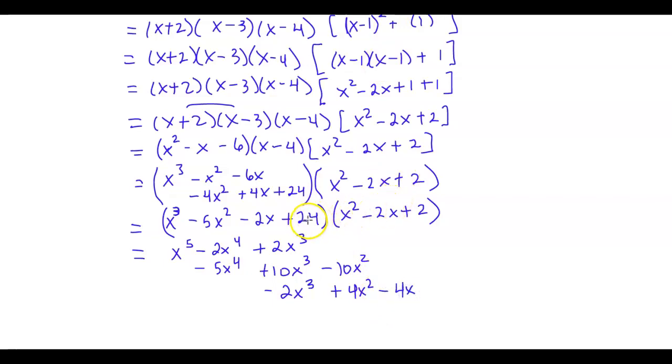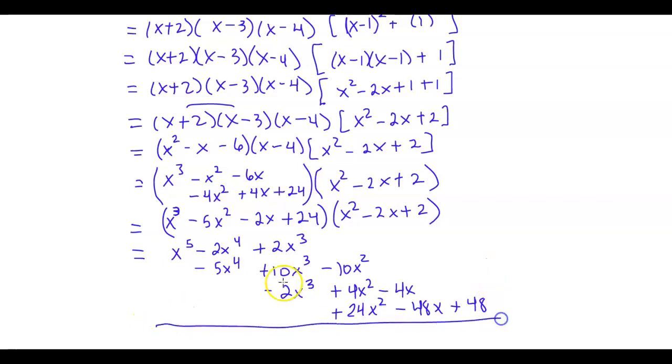And then lastly, we'll take 24 and multiply it times x squared minus 2x plus 2. This will be plus 24x squared minus 48x and plus 48. Seems like my 4's don't want to come out right. And of course, we'll take all of this and add it up.